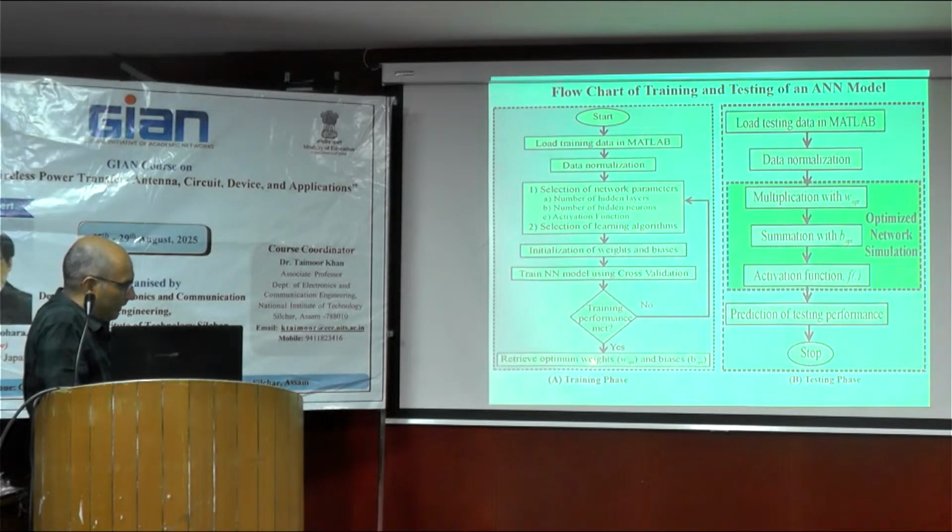Now after retrieving these weights and biases, you need to take them to the other part, that is the testing. Load the testing data into MATLAB, data normalization, then multiplication with the optimized W matrix, then add the bias values, then the activation function, and finally predict the testing performance.